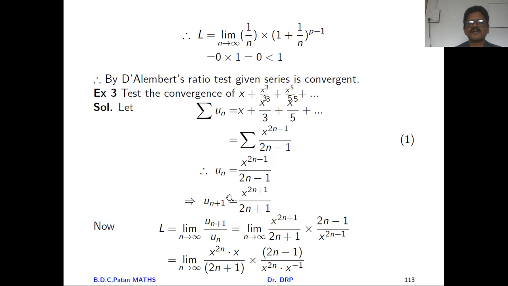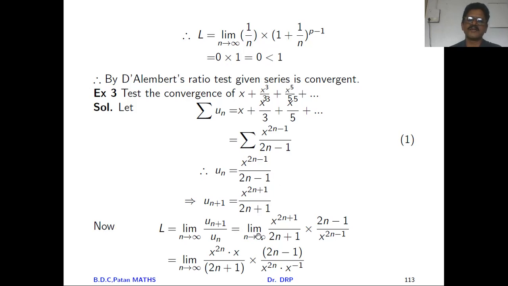Now you replace n by n plus 1 and find un plus 1. So un plus 1 equals x to the power 2 into n plus 1 minus 1. So there you get x to the power 2n plus 2 minus 1, that is 2n plus 1, divided by 2n plus 1, replacing n by n plus 1. And once you know un plus 1, we know un. What you have to do is find the limit of un plus 1 divided by un as n tends to infinity.